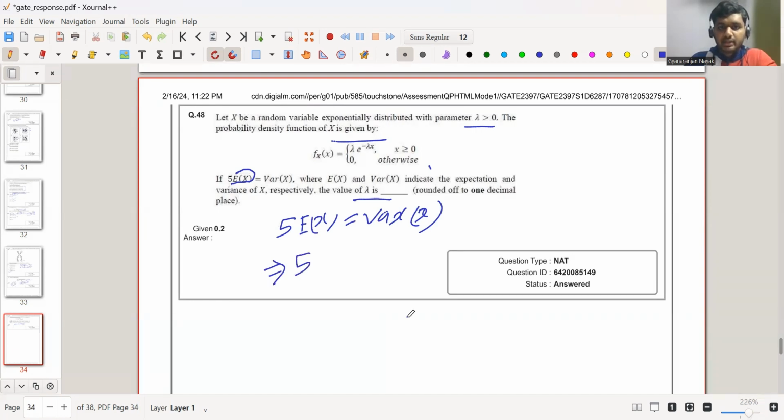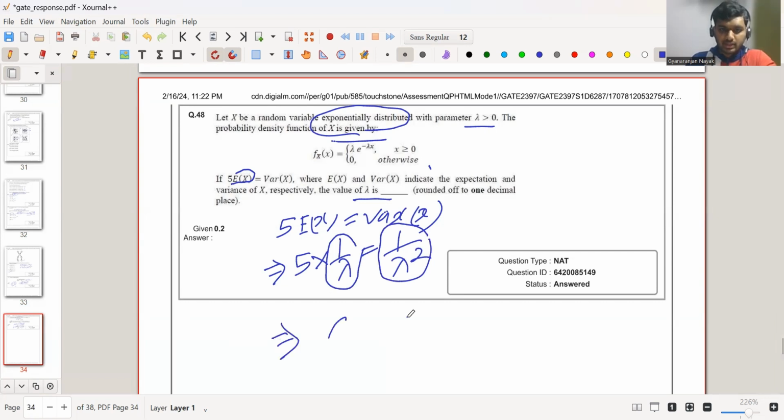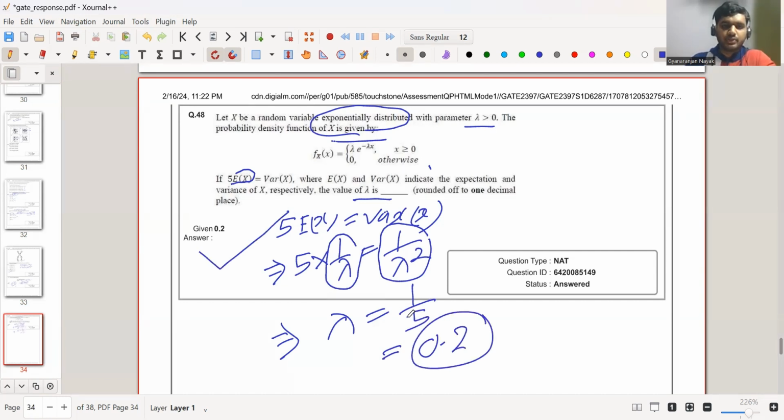In exponential distribution, the mean is 1 by lambda and variance is 1 by lambda square. So we directly apply 1 by lambda for mean and 1 by lambda square for variance. Then you calculate lambda and you find that lambda equals 1 by 5, that is 0.2. So your answer is 0.2. So we proceed for next.